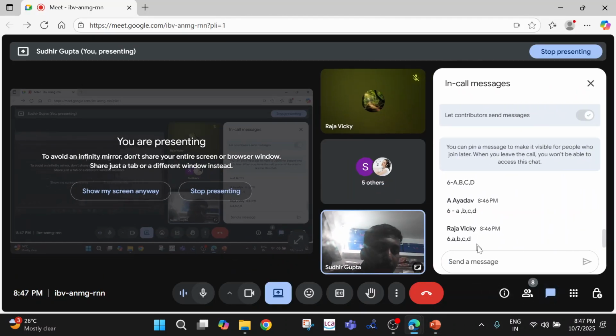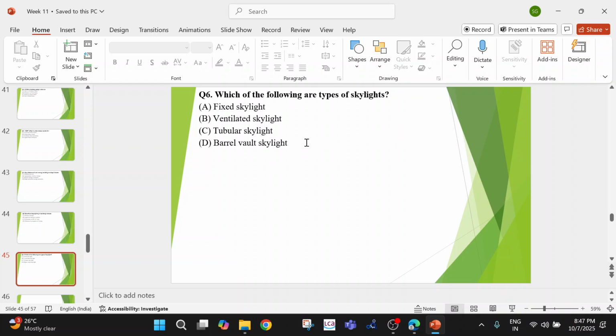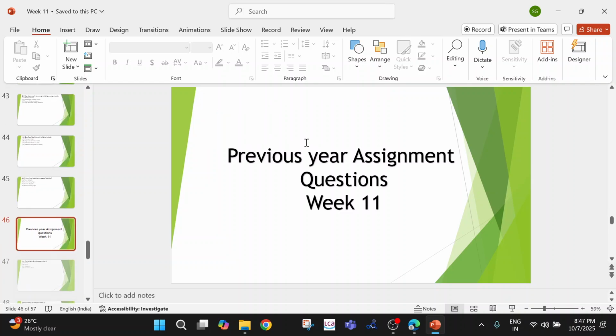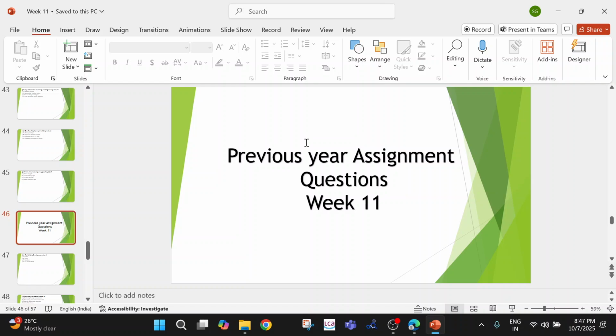Yeah, guys, good to see that all of you have marked it correctly. Celine was the first to answer, but she mentioned option 5 or 6. We don't know which answer she is giving for this question. Okay, question 6, ABCD. All of you marked all of ABCD. So which is a type of skylight? All are types of skylight. There is none which is not a type of skylight. So all of you are correct.